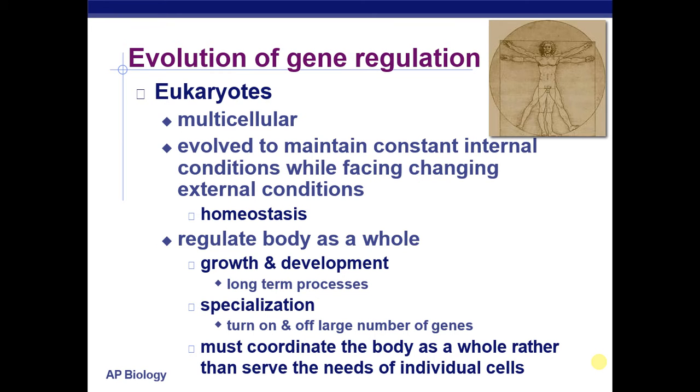So the idea that most eukaryotes are multicellular and they needed to evolve to maintain a constant internal environment and face external changes, maintain homeostasis. So the coordination that's required to do all of these things results in genes being switched on and off throughout the life cycle of an organism and from one set of internal or external conditions to the other.